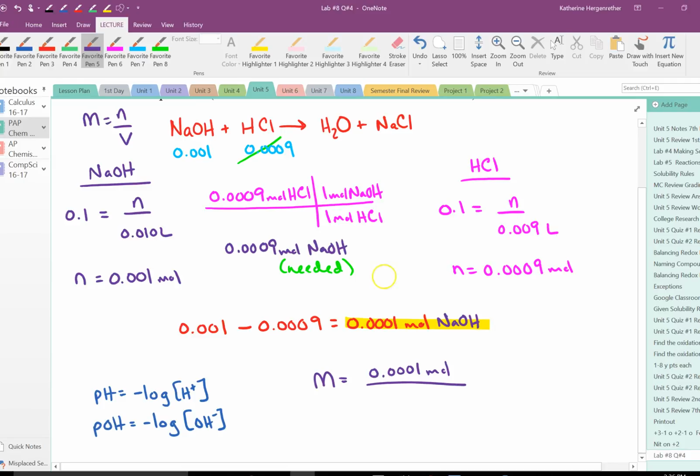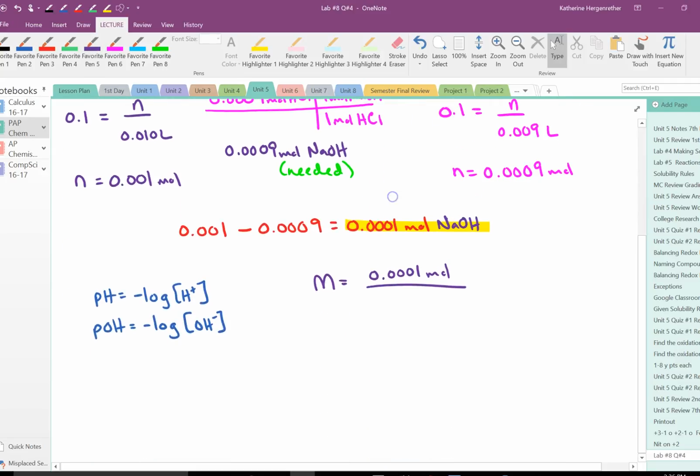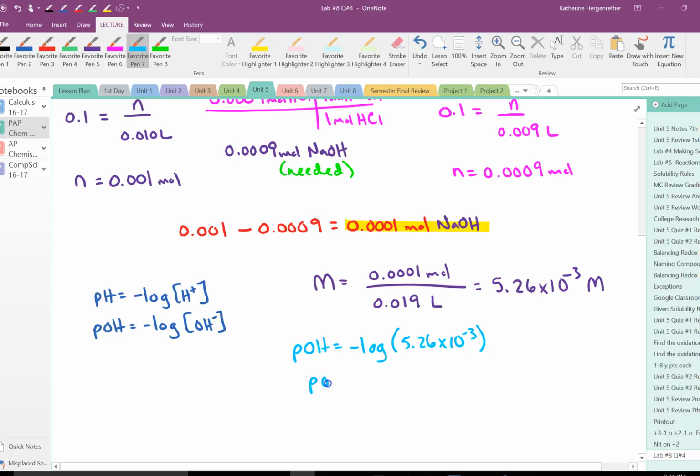And this is where you've got to pay attention: when we've poured these two things together, the 10 milliliters and the 9 milliliters, you now have 19 milliliters in there, which is 0.019 liters. Okay? So if you take those two numbers and divide them, you will get that we have 5.26 times 10 to the negative third as our molarity of our NaOH. So when we go find our pOH, we simply do negative log of this number. So the pOH comes out to be 2.28.